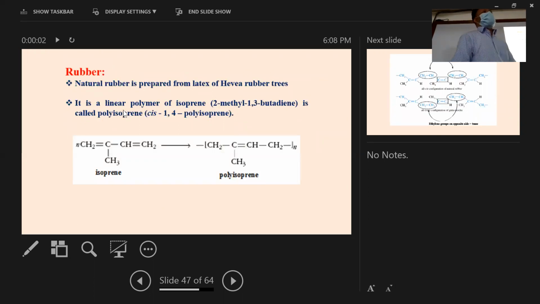Now the rubber, which we are already familiar with. Natural rubber is prepared from latex of Hevea rubber trees. This is the name of the tree. So naturally we get it.